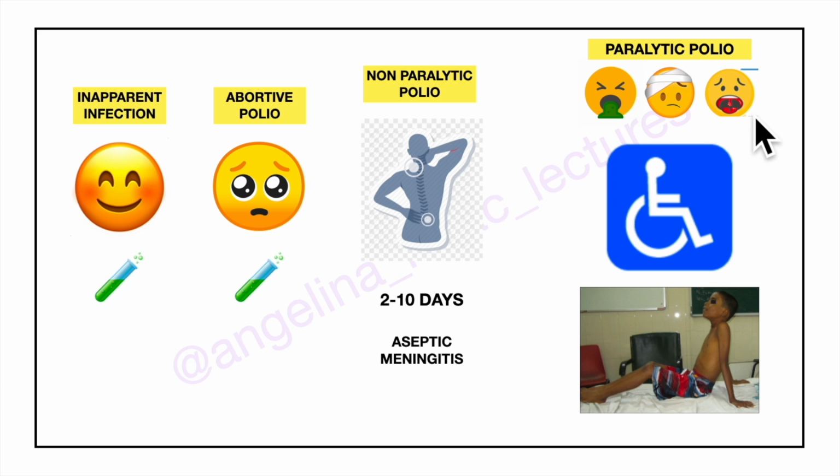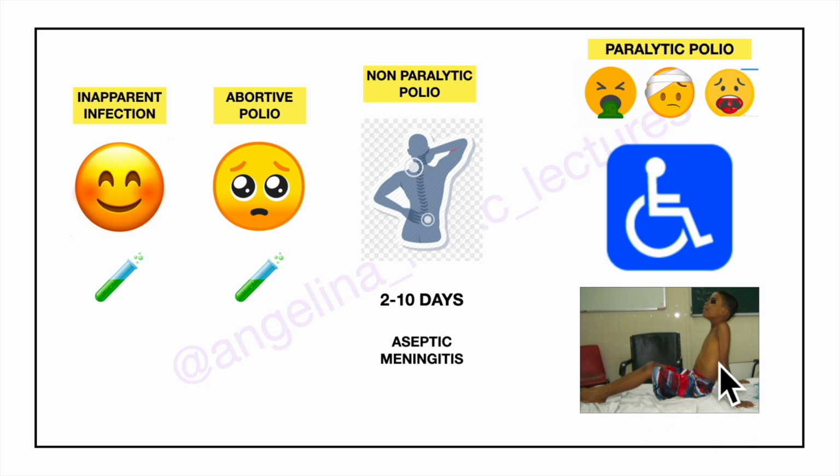Now, under paralytic polio, the virus infects the CNS and causes various degrees of paralysis. One important sign is asymmetric flaccid paralysis, and other symptoms associated with it are nausea and vomiting, headache, malaise, fever, sore throat and meningeal irritation.